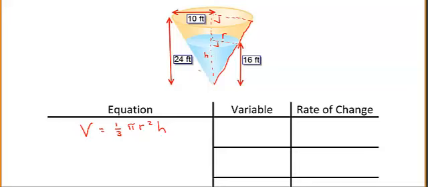Which variable should we eliminate, r or h? Well, we're asked about how fast the height is changing. The depth of the water is going to be the height of the cone. It's going to be h in this figure. And so we probably should eliminate r and keep h.